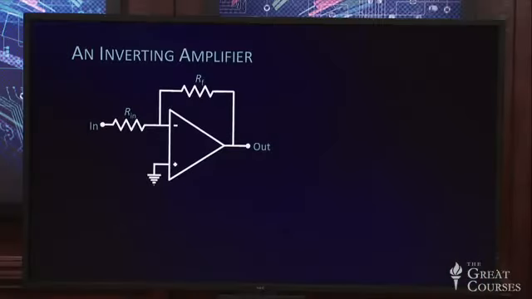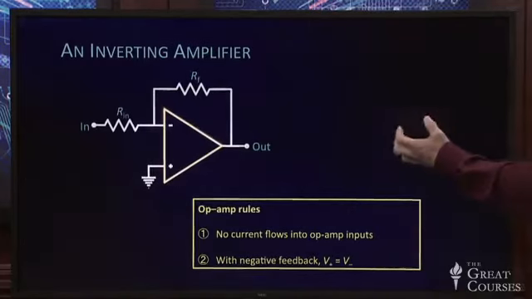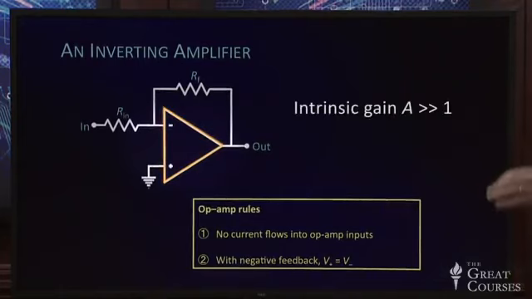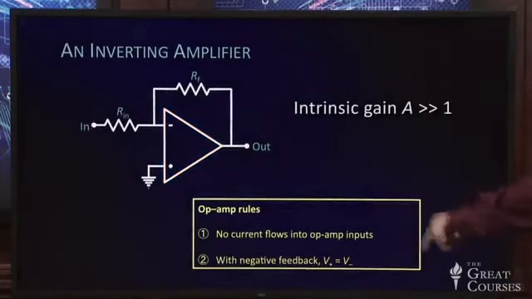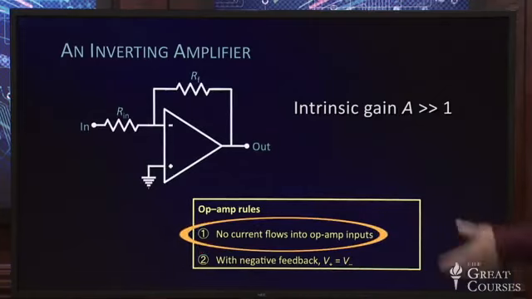So here again is our inverting amplifier: an op-amp, an input resistor Rin, a feedback resistor RF, but now we know the op-amp rules. Remember where they came from. They came from doing all that complicated math, but we never have to do it again. The op-amp rules came from doing the complicated math and then making the assumption that the gain A, the intrinsic gain of the op-amp, was much, much bigger than 1. That gave us rule 2, that V plus is equal to V minus. It also helped us with rule 1, although rule 1 is also a feature of the op-amps and the way they're designed.